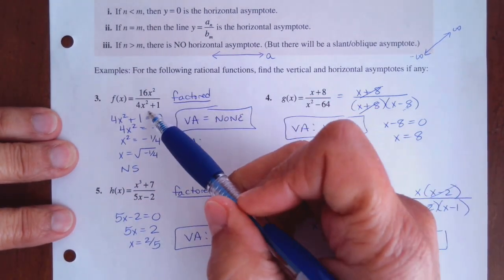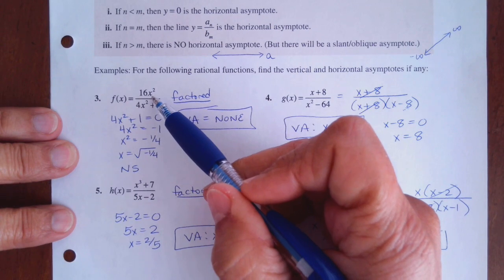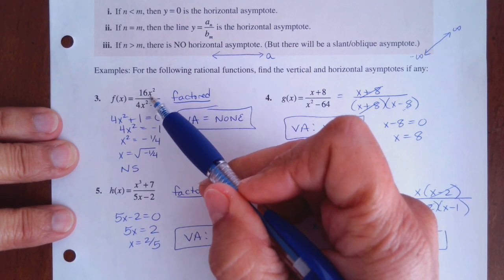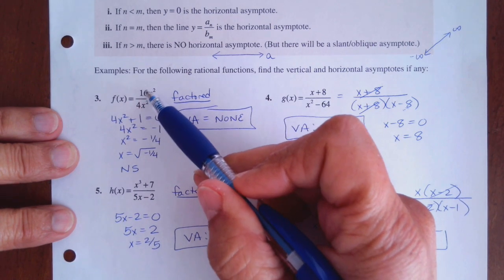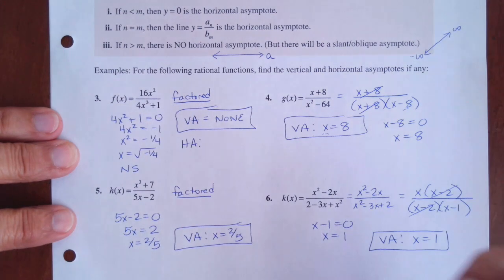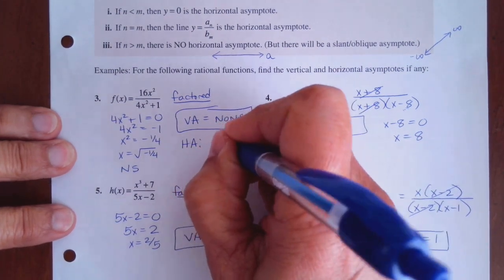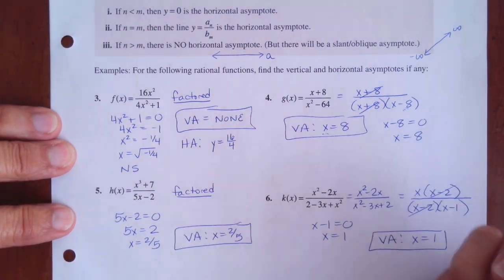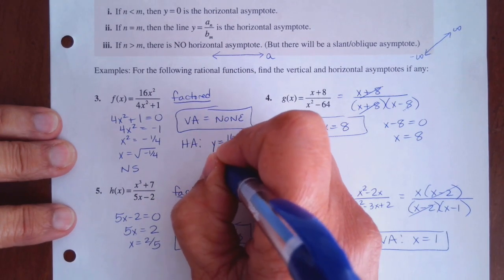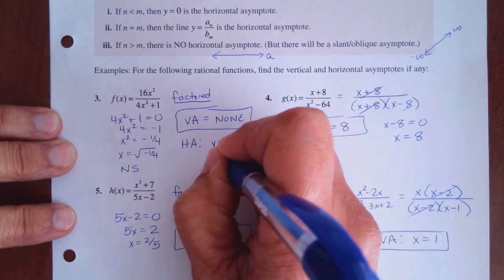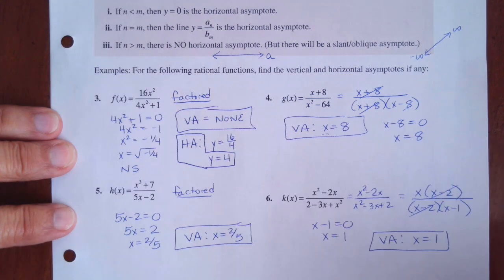Okay, look at your degrees. They are the same, x squared, x squared. So if it's an equal degree problem, you take the ratio of the leading coefficients, and it's y equals, so we'd have 16 over 4. And then we would reduce that, so y equals 4 is your horizontal asymptote. Okay?